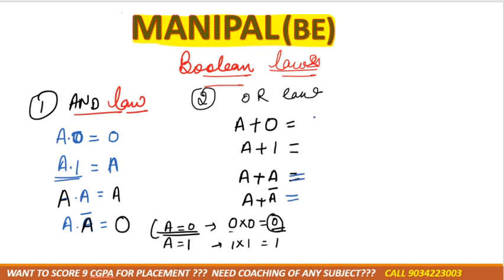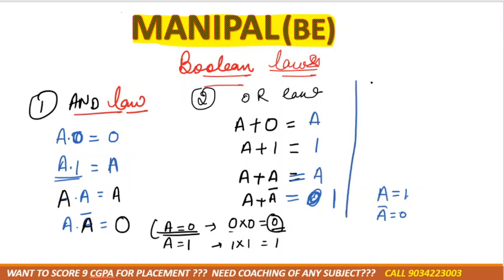Yes, A plus 0 is A. A plus 1, basically how will we remember it? If we add 1 to any term, it means 1 only. A plus A is A. A plus A bar is 0? A plus A bar is not 0, it's 1. Because if we get A equal to 1 and A bar equal to 0, then 1 plus 0 is always equal to 1, right?